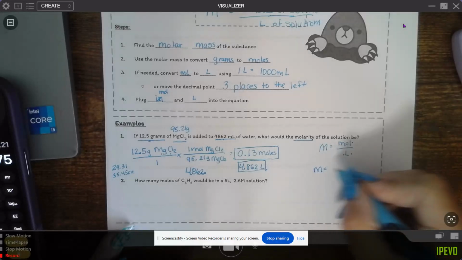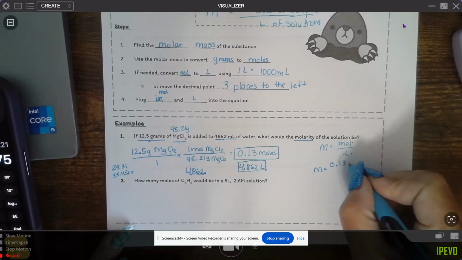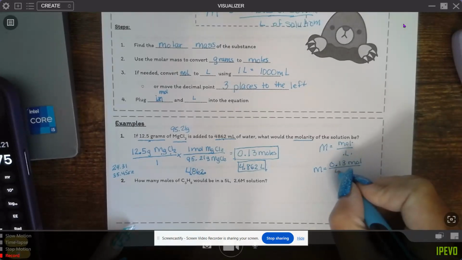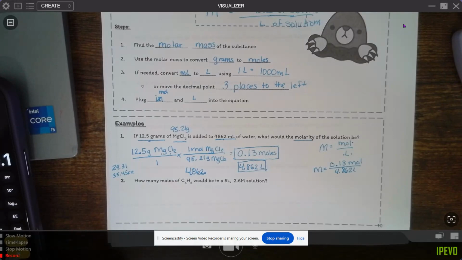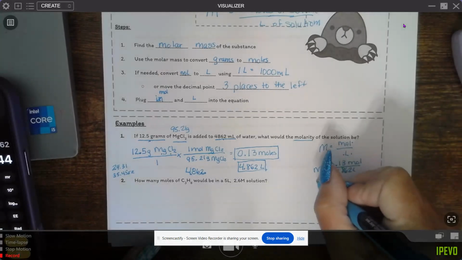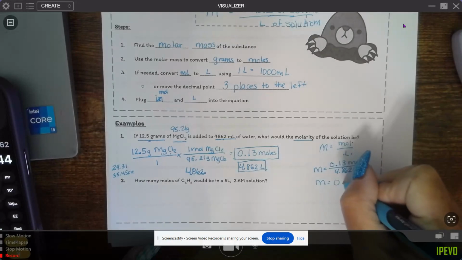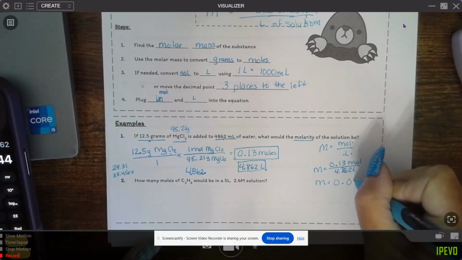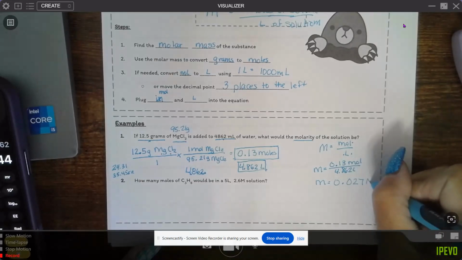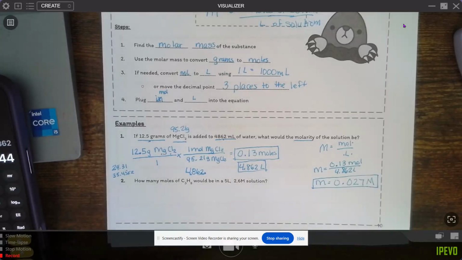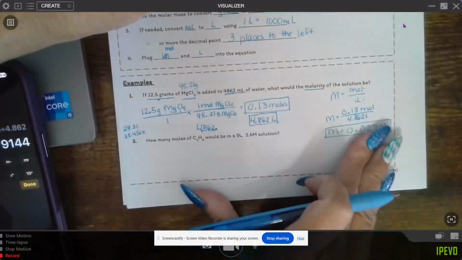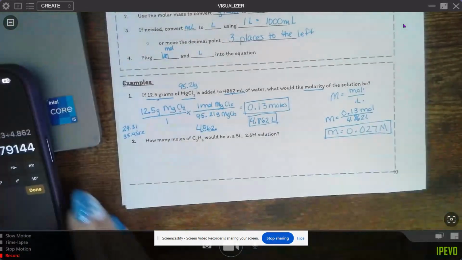So molarity is going to equal 0.13 moles over 4.862 liters. Now if I do my math, I get a molarity of 0.027. I can either use units of just a capital M, or if I want, I can write moles per liter. So that's an example. Let's look at the next example, because it's a little bit different.